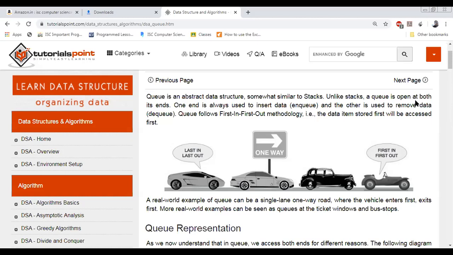But in the stack, what happened? You have only one end of the operation because it looks like a rectangular box. Whichever entered first has to be taken out last. There is only one end operation.